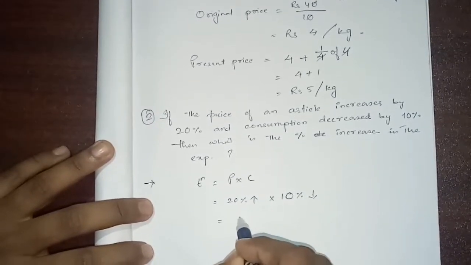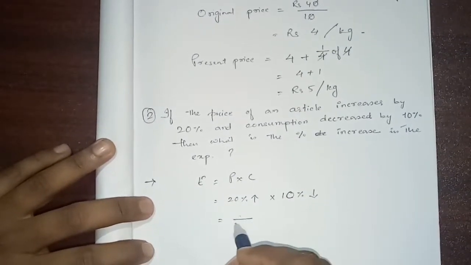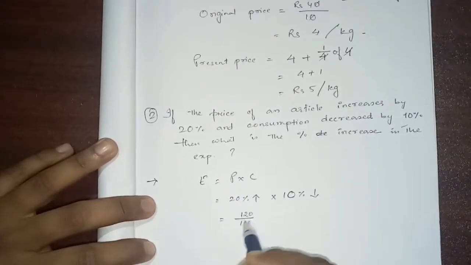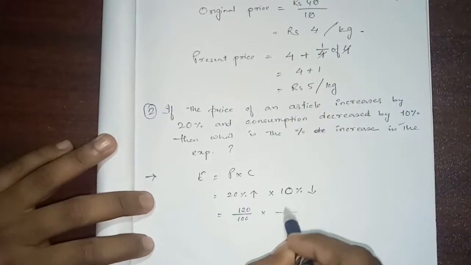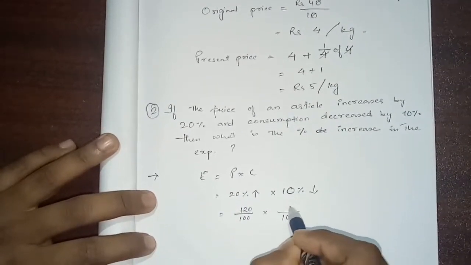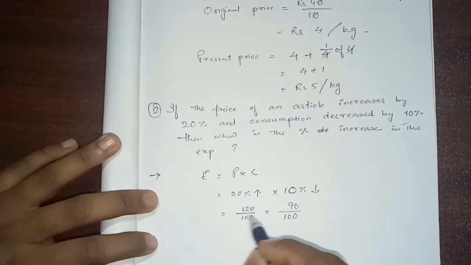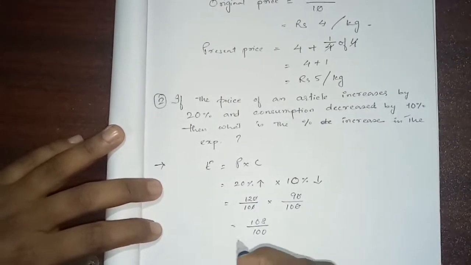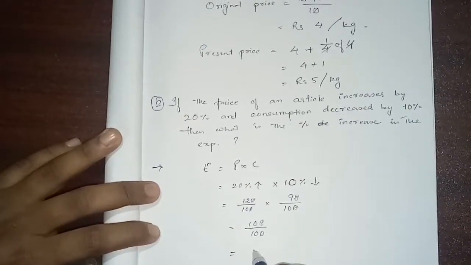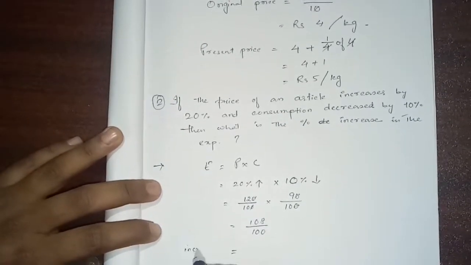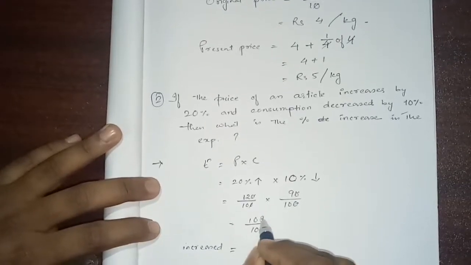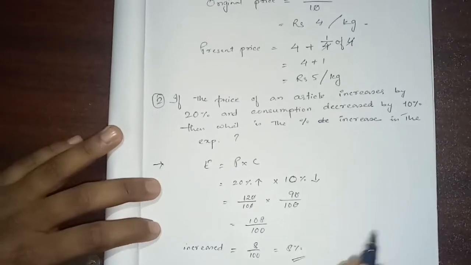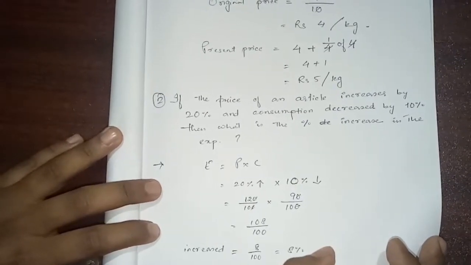Okay, what is 20%? In case of 100, 20% increase means 120, right? And in case of 100, 10% decrease means 90 by 100. So you cancel 0 0, there is 108 by 100. Clear? So 108 by 100 we can write as, that is increase. What is increased? That is 8 by 100. 8 by 100 is 8%. It is easier.